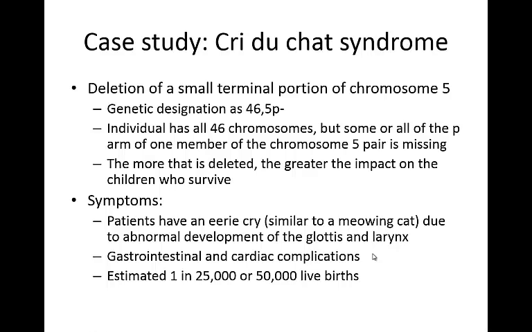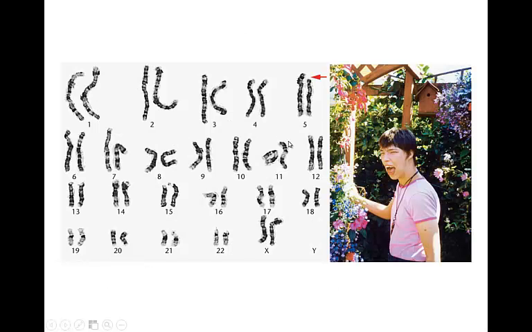And it's estimated at approximately 1 in maybe 25,000 or 50,000 live births. And so this is the genetic profile of an individual with this disorder. You can see here chromosome 5, here is the intact chromosome 5, here's the second chromosome 5, but it happens to be missing a chunk at the end here.